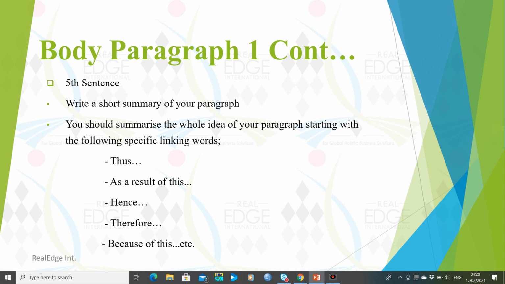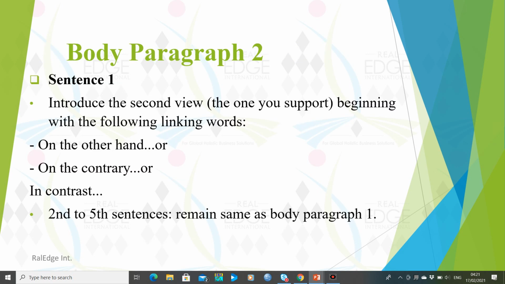You should summarize the whole idea of your paragraph starting with the following specific linking words. Linking words like thus, XYZ, or as a result of this, XYZ, or hence, XYZ, or therefore, XYZ, or because of this, XYZ, etc.